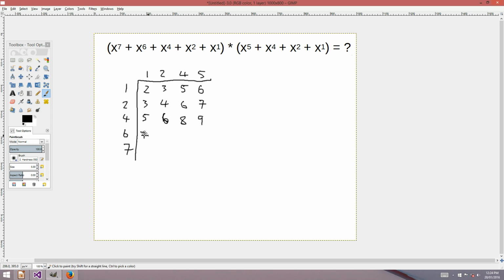6 and 1 is 7, then we've got a bit of 8 happening, and we've got a bit of a 10, and a bit of 11. 7 and 1 is 8, 7 and 2 is 9, 7 and 4 is 11, and 7 and 5 is 12. Okay, so these numbers represent the powers that we would have gotten if we'd multiplied that polynomial normally. So this 12 just here means x to the power of 12. You'll note that there's only one of those 12s in this grid, so it would mean 1 x to the power of 12, or just x to the power of 12.